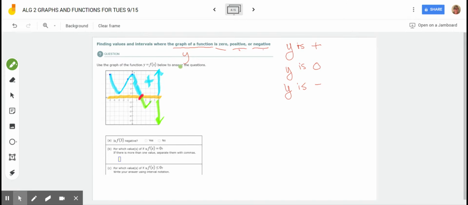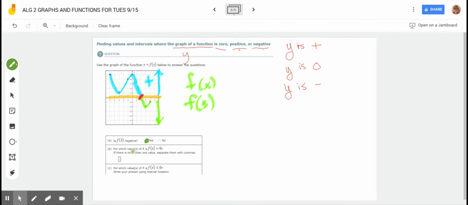Okay, so let's read it. It says, use the function y equals f of x below to answer the questions. Is f of 3 negative? So find f of 3. That means x is 3. See it? X is 3. So all you need to do is walk to 3 and find y. Is it negative? Yes, it is, because we went down, underneath the ground.